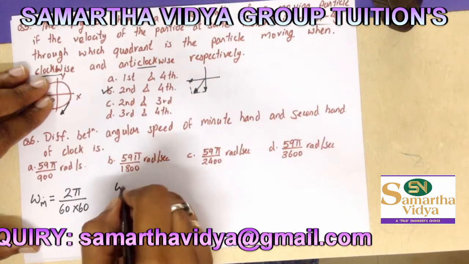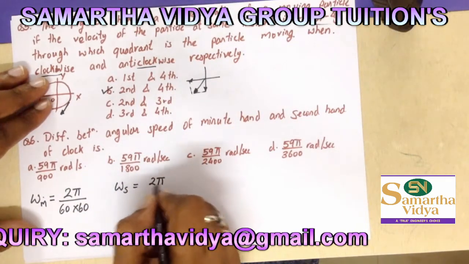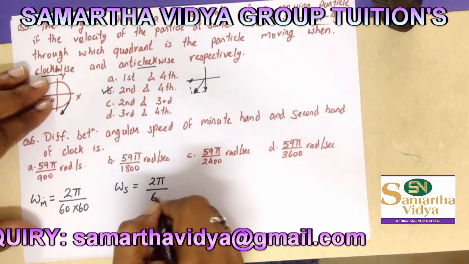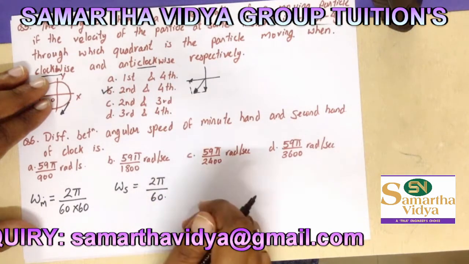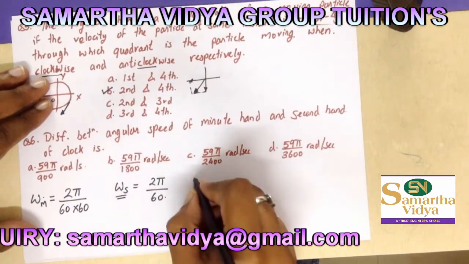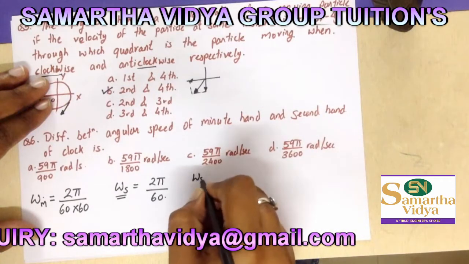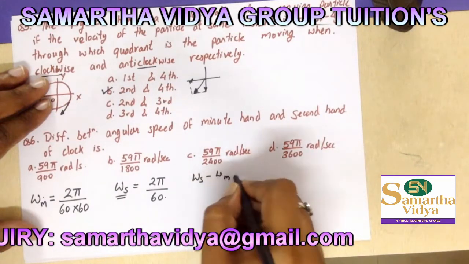Talking about the second hand, it performs the entire motion, that is of 2 pi, in 60 seconds. So this is the angular speed. So I need to find the difference. Obviously the second hand's speed will be higher. So I need to find omega s minus omega m.